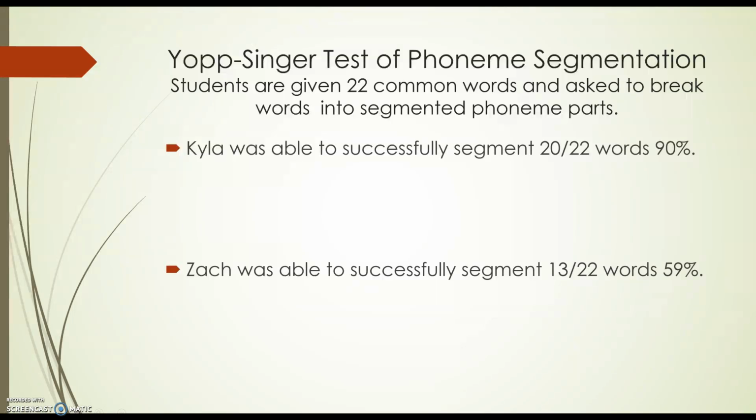The next assessment that I gave was the Yopp-Singer test of phoneme segmentation. And for this assessment, students were given 22 common words and asked to break these words into segmented phoneme parts. This is a skill that we've been working on a lot this school year, and so it was interesting to see the results. For Kyla, she was able to successfully segment 20 of the 22 words at 90% accuracy. Zach was able to successfully segment 13 of 22 words at 59% accuracy.